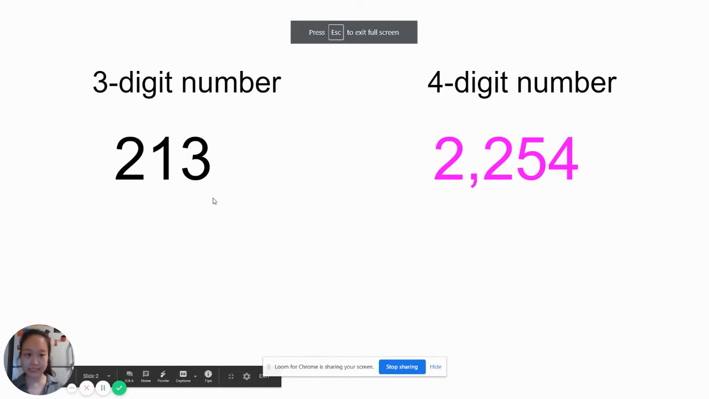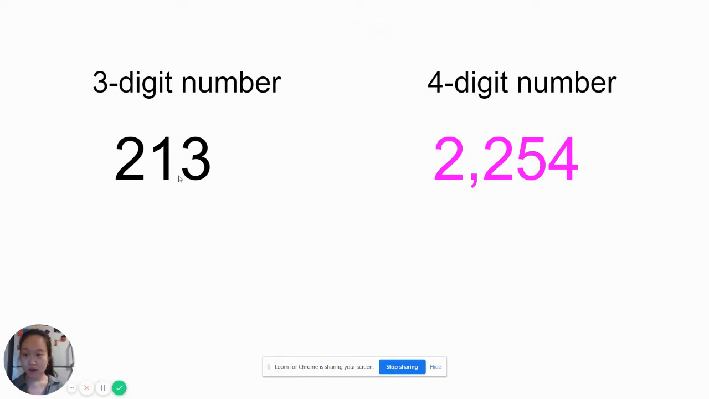Today we are learning something new, which is 4-digit numbers. On Tuesday, we did a review of 3-digit numbers, and if you really understood that review, it's going to help you understand 4-digit numbers today.